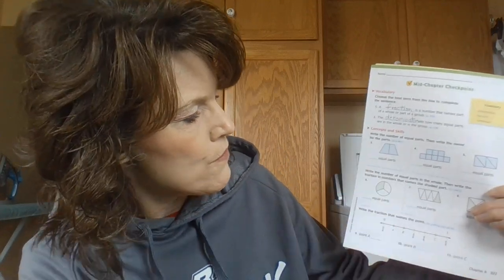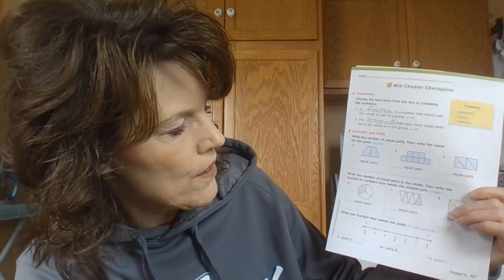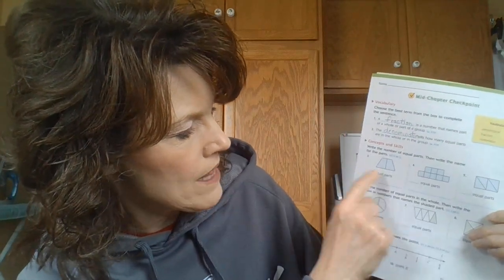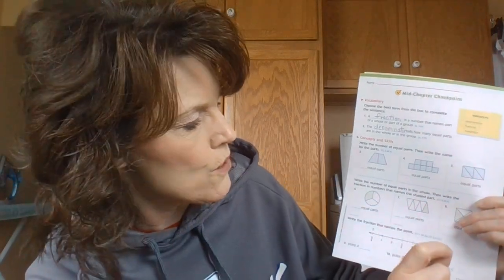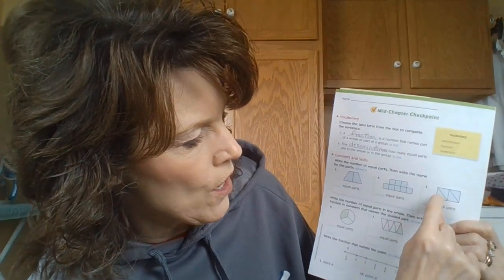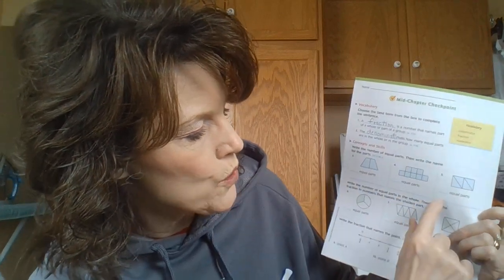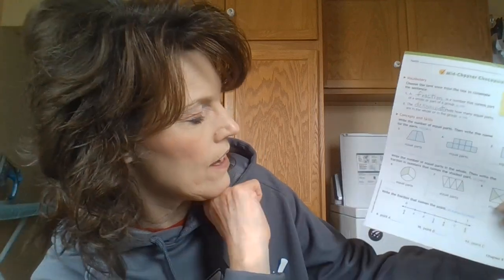Now, on 3 through 5, it says write the number of equal parts, then write the name for the parts. Now, it's easy to count them and write the number of equal parts, but on that bottom line, they want you to write the word that represents that. For example, when you count the equal parts on number 5, there are 1, 2, 3, 4. 4 equal parts. So you're going to write the word fourths in letters there.